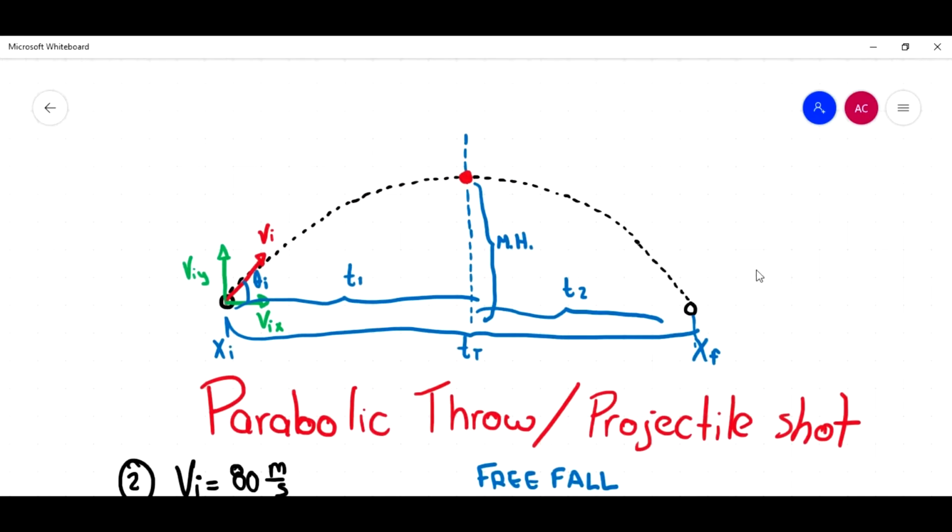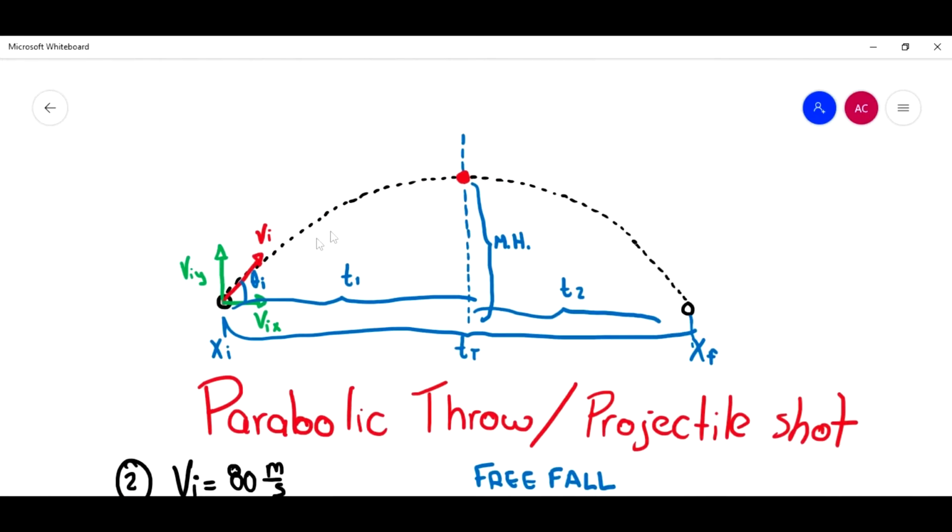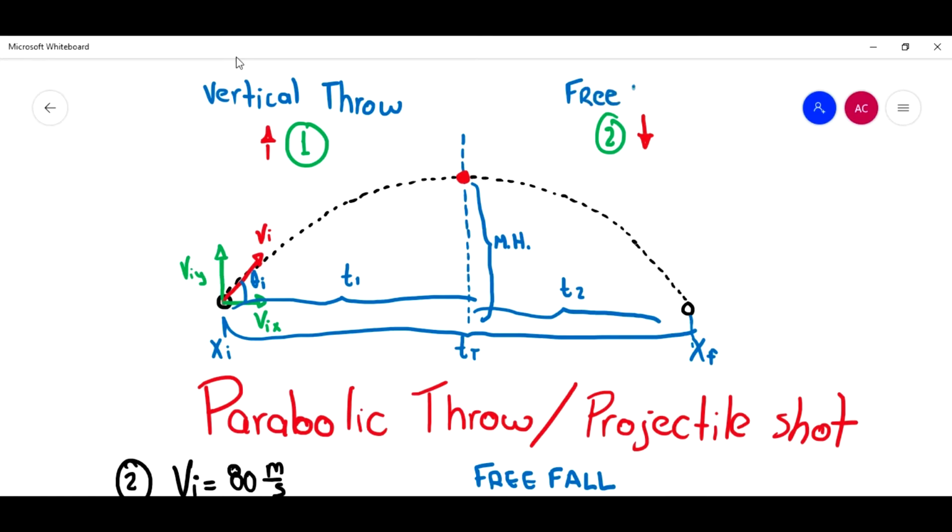Now, if you remember, we're going to divide the problem in two segments. This is the segment number 1 and this is the segment number 2. Now, free fall is on the segment number 2, because in the segment number 2 the object goes down. In the segment number 1 the object goes up. So I told you in the previous video that this could be treated as vertical throw. And the segment number 2 can be treated as free fall. Okay, free fall.